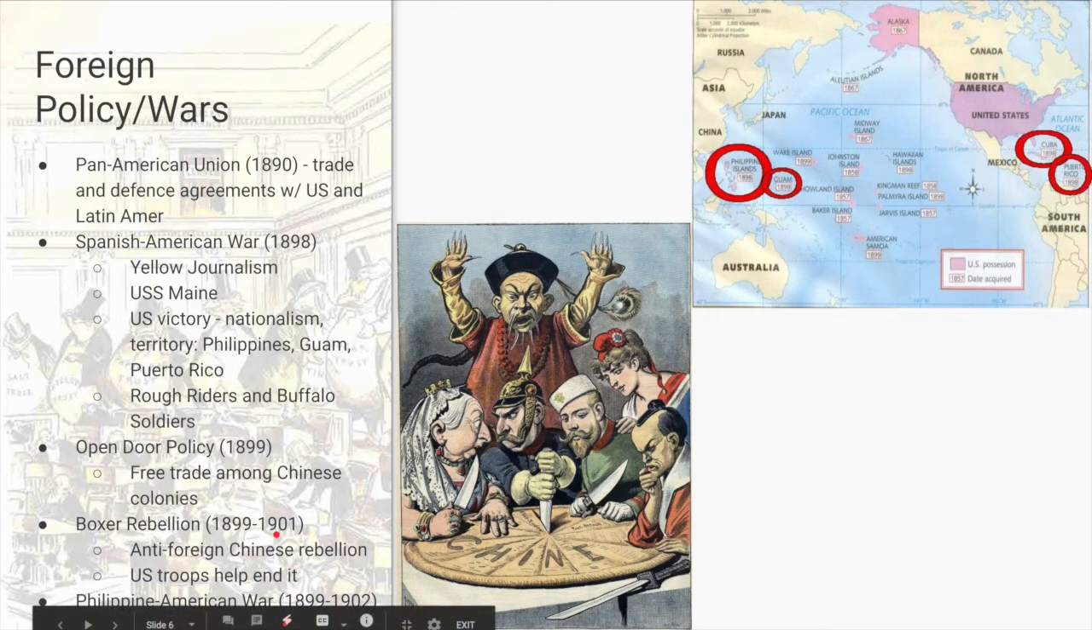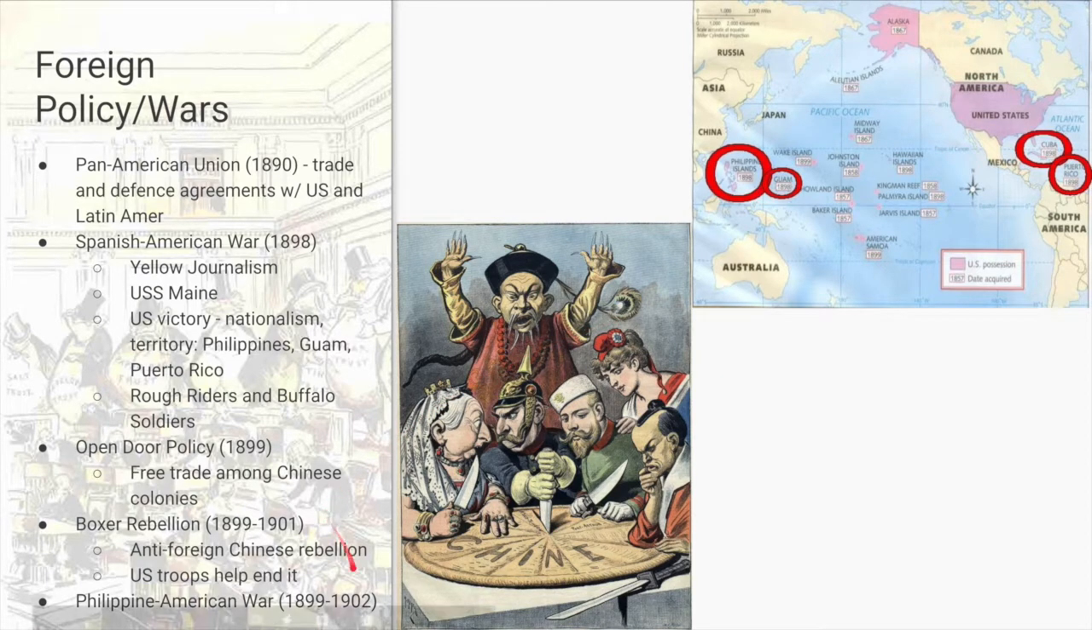You also have the Boxer Rebellion, which is an anti-foreign Chinese rebellion. So these Chinese guys are going to say, hey, why are all these guys taking control of our resources and our country? And they rebel against their colonial overlords here. And that's important because the U.S. is going to send troops to help end that rebellion. Okay, so we see the U.S. extending its power out even more.